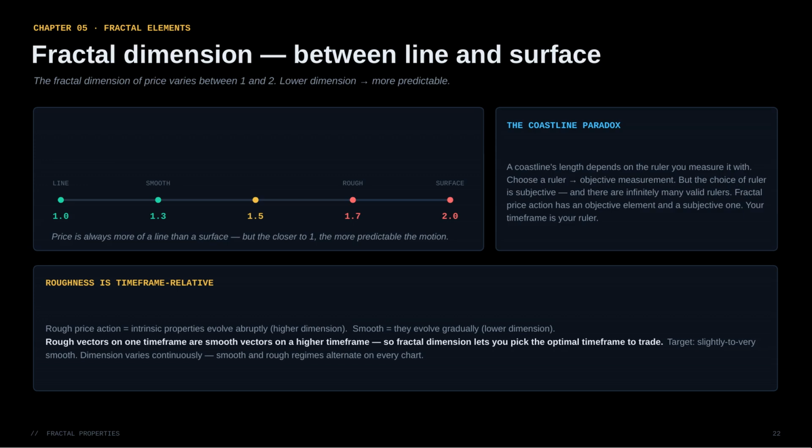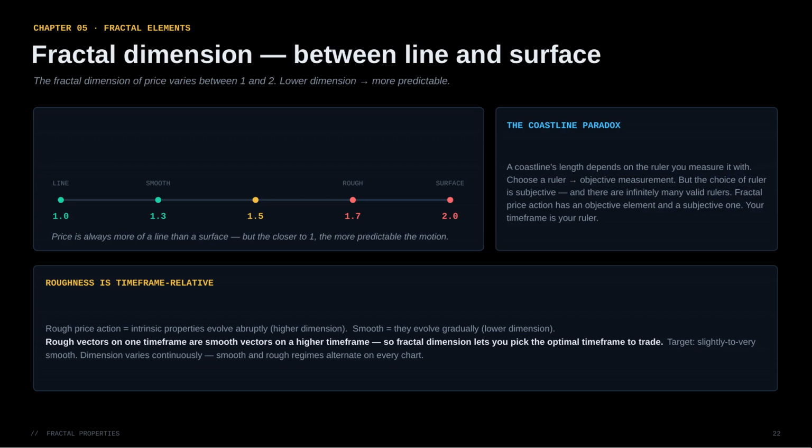The coastline paradox explains the subjective element. A coastline's length depends on the size of your ruler. Pick a ruler and the measurement is objective, but the choice of ruler is subjective, and there are infinitely many valid rulers. In trading, your time frame is your ruler.